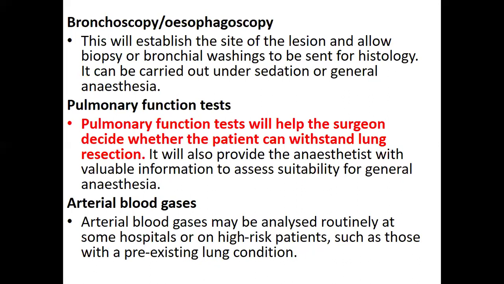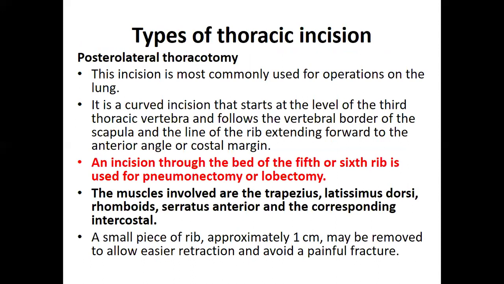Pulmonary function tests will help the surgeon to decide whether the patient is able to withstand this resection. Arterial blood gases are analyzed routinely in some hospitals, and they're very important so that you understand how this patient has been managing, or the oxygen saturation of this patient, so that you can get the full picture of what is likely to come up after the surgery. So let's look at the types of thoracic incisions that we are likely to find.